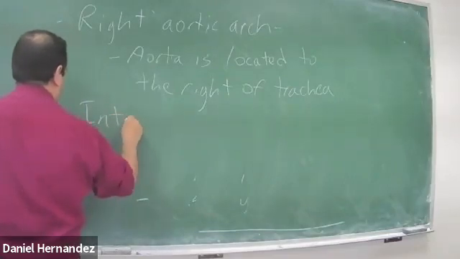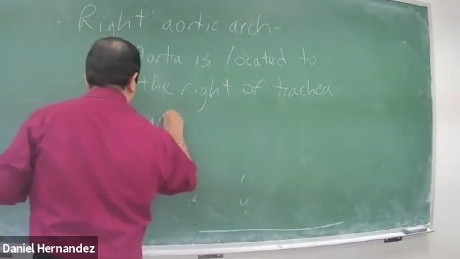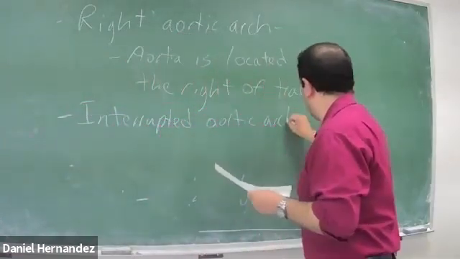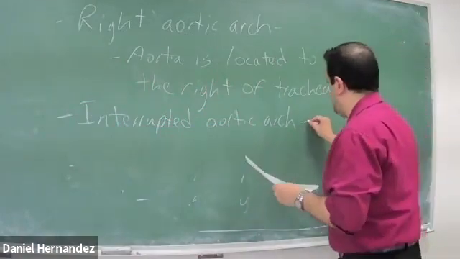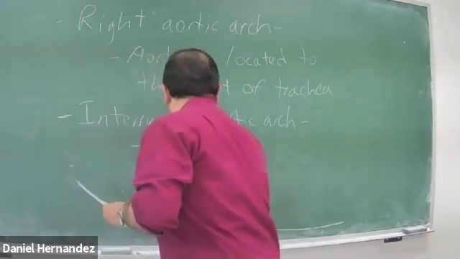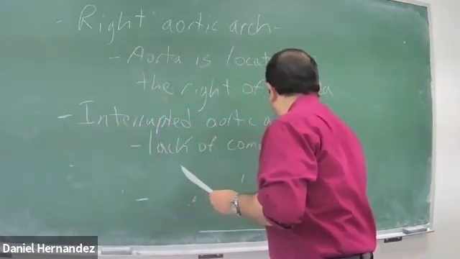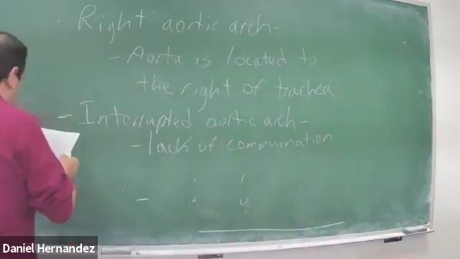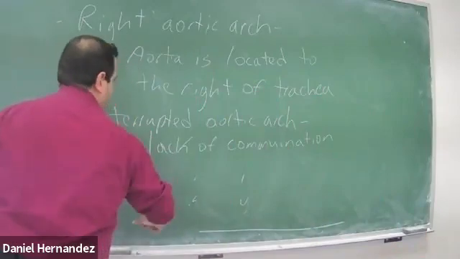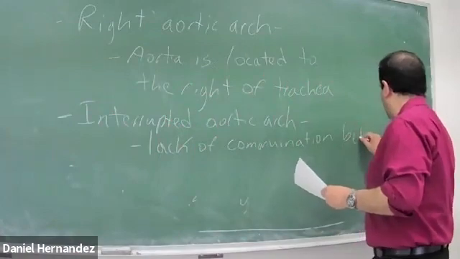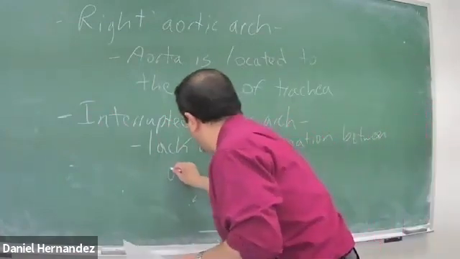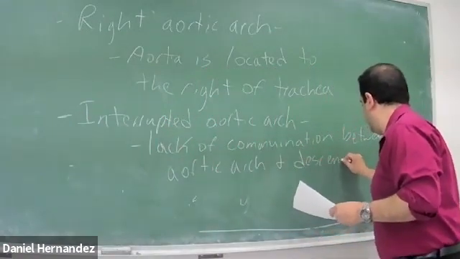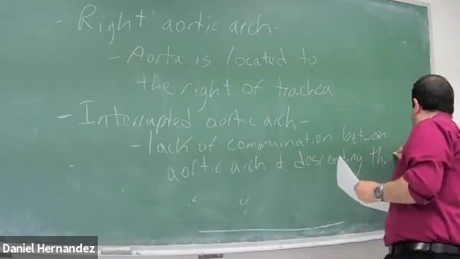Interrupted aortic arch. So that is a block of communication between the aortic arch and the descending thoracic aorta. Arch and descending thoracic.